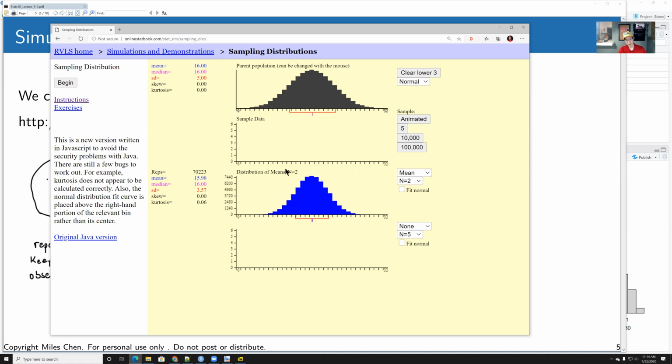This is the resulting distribution, all right? And so what do we notice?